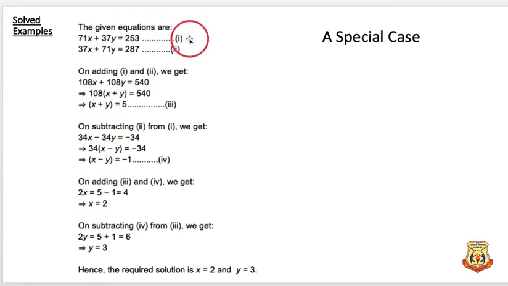How? Equations 1 and 2 simply we will add, and you will get one equation. Again, subtracting 2 from 1, we will get another equation. That is equations 3 and 4. Now 3 and 4, you will add. Once you add 3 and 4, you will get the value of x. And when you subtract 4 from 3, you will get the value of y. Very easy. Hence, the required solution is x is equal to 2 and y is equal to 3. This is one type of special case.